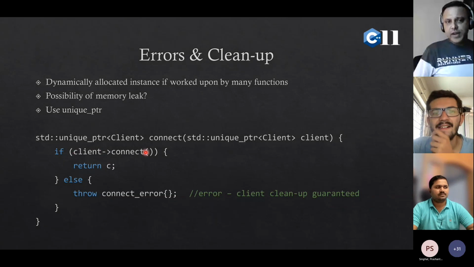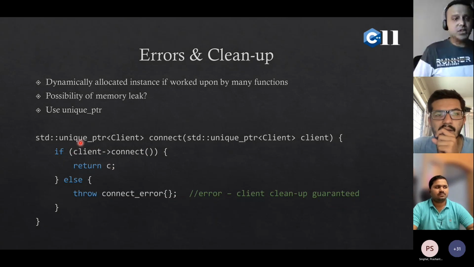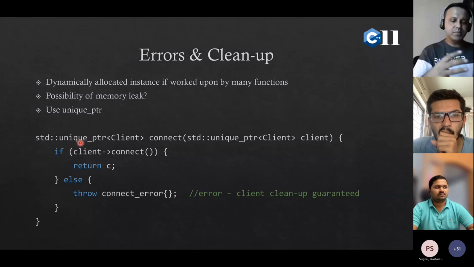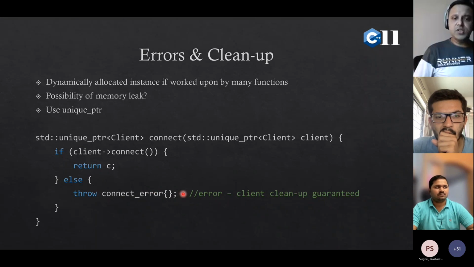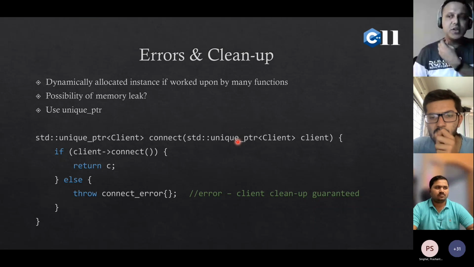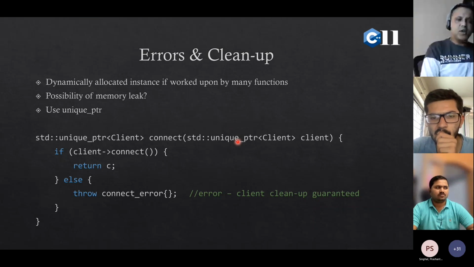So you try connect, and if it did work, you just pass on the client so that the next step can happen on the client. You are building up on the client, functionality by functionality, step by step. But if you didn't, you could just throw. And here it is guaranteed that this unique pointer will make sure that all leaks are addressed. So we are clean. There is no issue here.